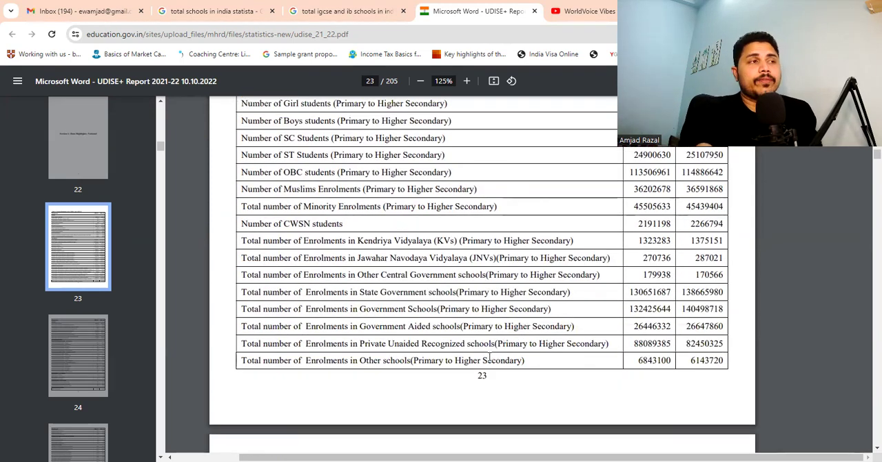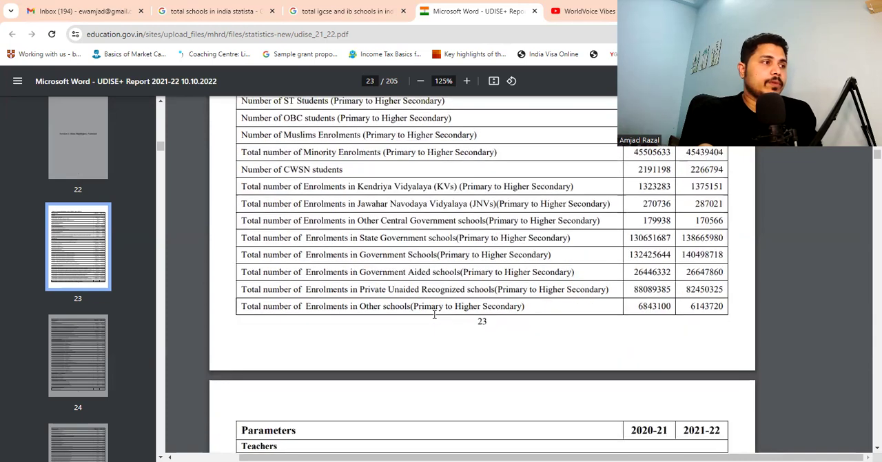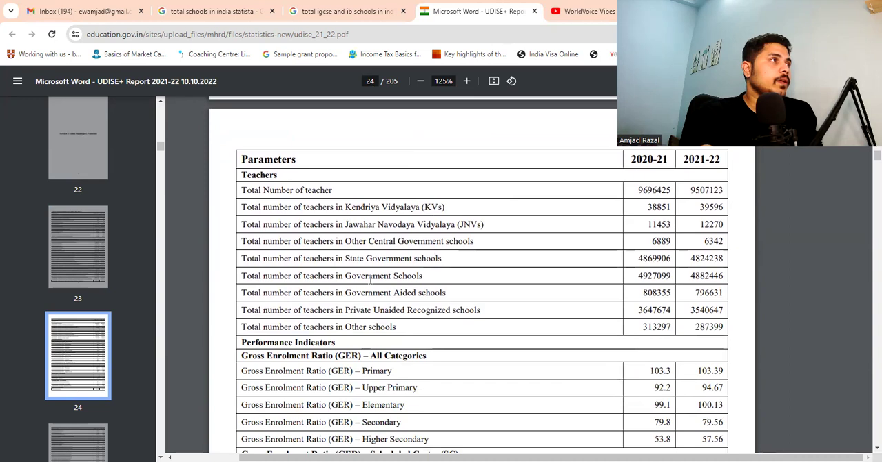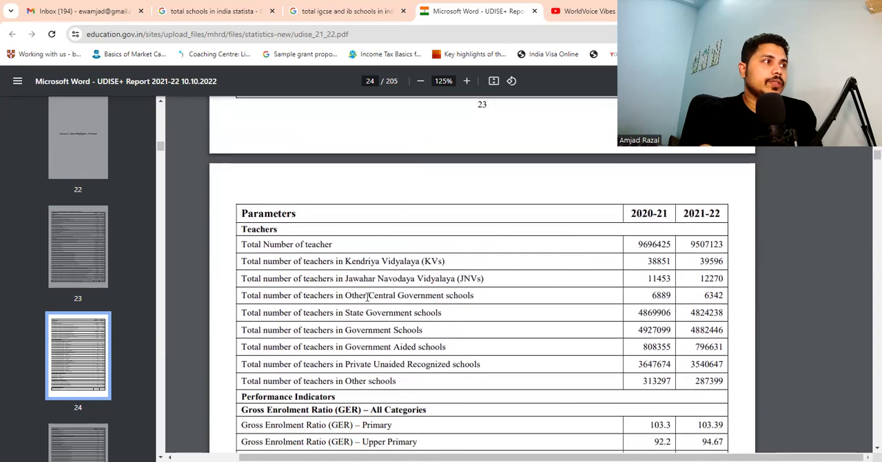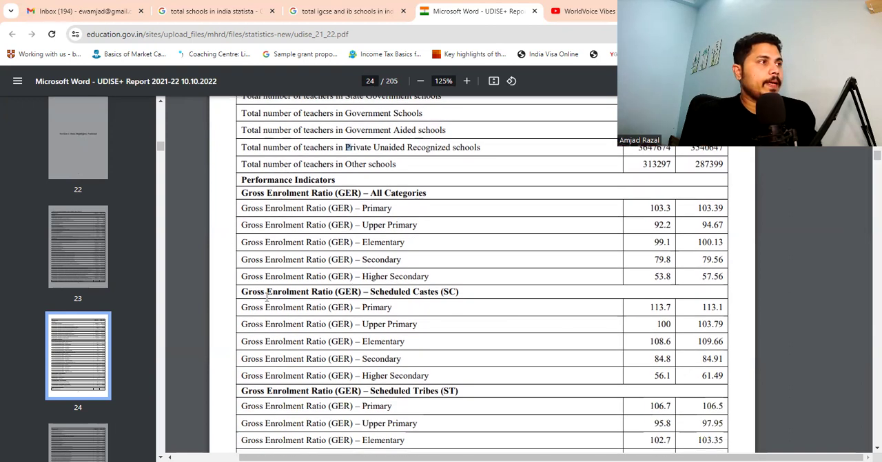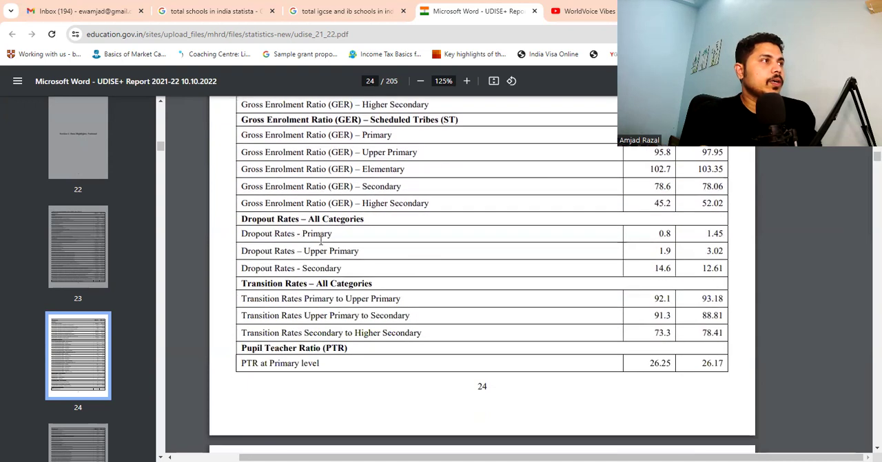The data will also have the number of toilets, number of computers, internet facility or not, Wi-Fi, and all the other stuff. Also, the total number of teachers in government schools, in government aided schools, private schools, and other schools. Now, the performance indicators. One performance indicator is, for all the categories, what is the gross enrollment ratio? How many students are actually enrolled? And the gross enrollment in terms of the castes, also scheduled castes, scheduled tribes, all categories.